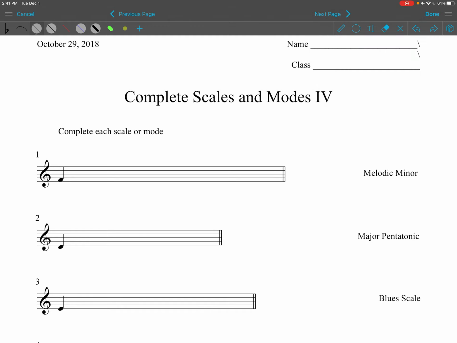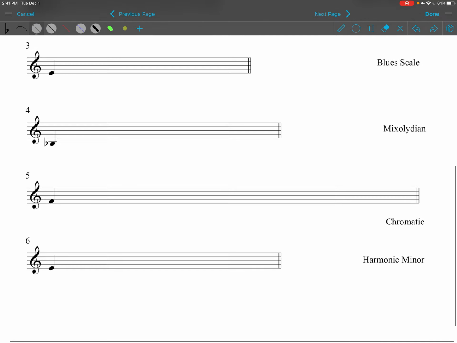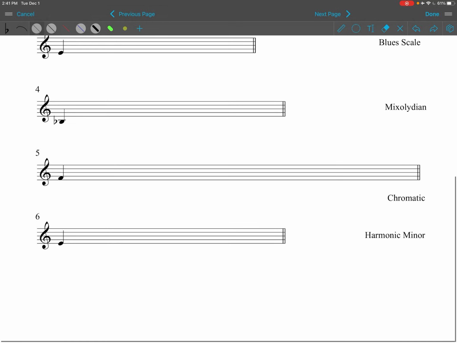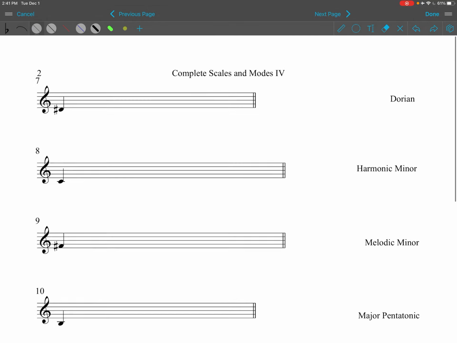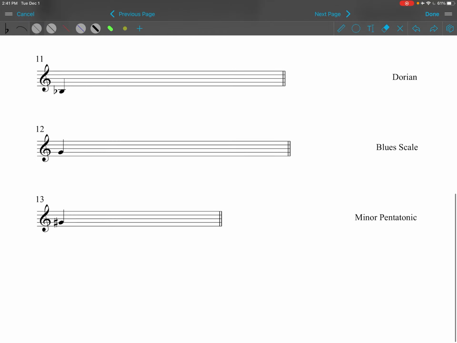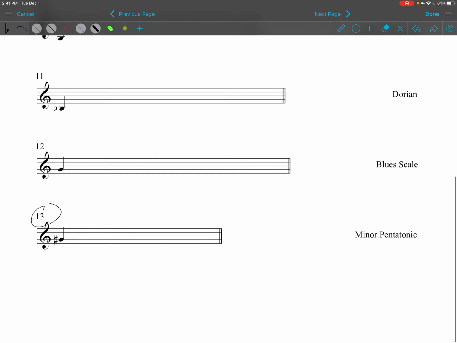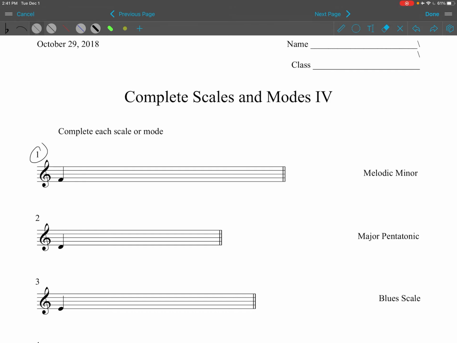All right, let's go to our last page where we start to do the opposite, where we have to start spelling these out. And let's just do the first one, and let's do that one. Okay, we'll do the first one and the last one, all right?